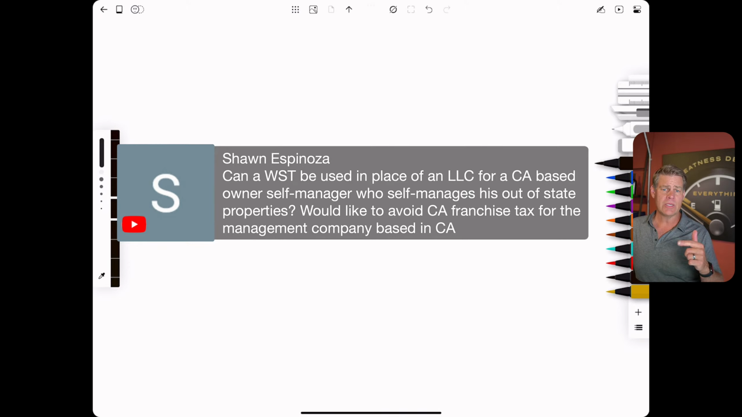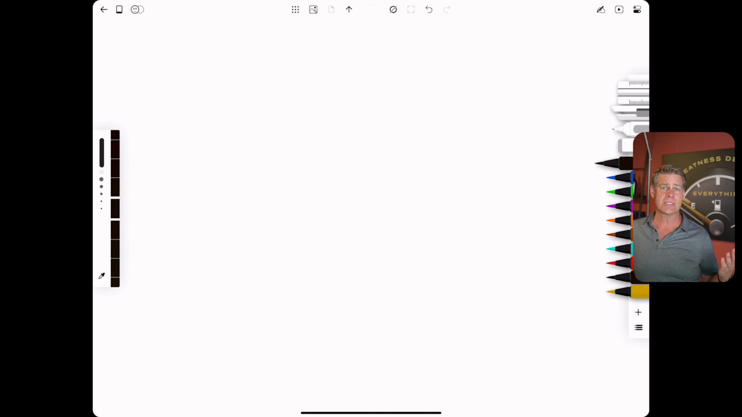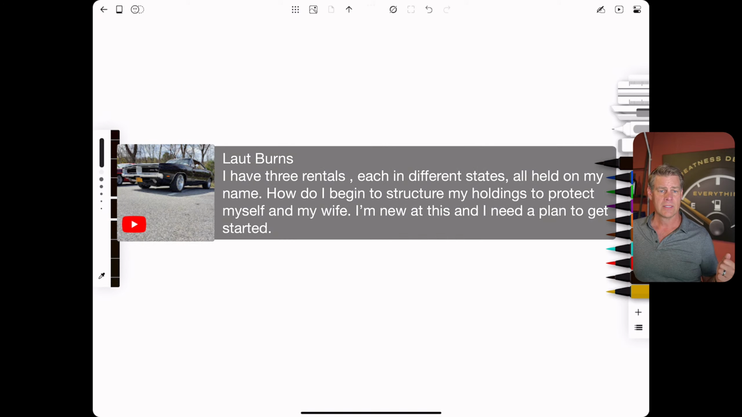Can a WST be used in place of an LLC for a California-based owner, self-manager who manages his out-of-state property to avoid franchise taxes? Yeah, you can use a WST in place of an LLC. There's no problem with that.